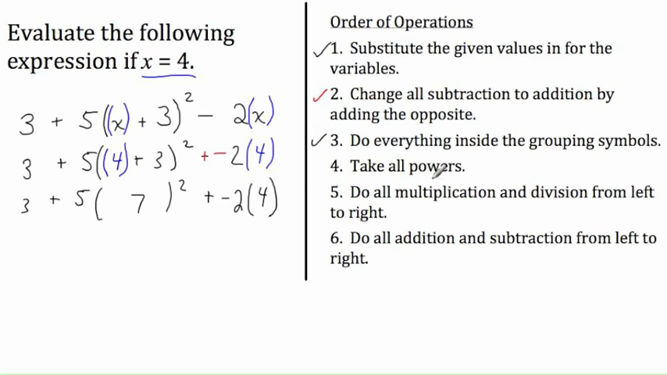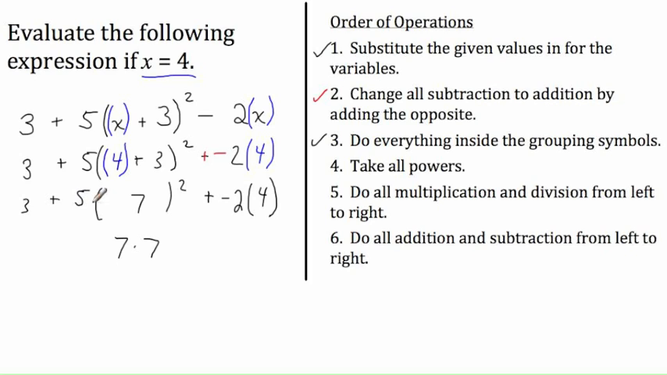Step 4 is to take all powers. Here is the only power, and another word for a power is an exponent. This is telling me to take 7 and square it. When I square 7, what that really means is take 7 times 7. When you evaluate powers like this, I would highly recommend that you actually write what that exponent means. It means 7 times 7. So right underneath the 7 squared, I'm going to write 7 times 7, and I'm going to bring everything else straight down.